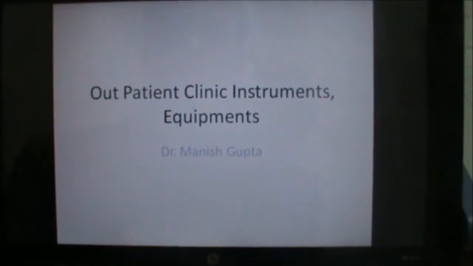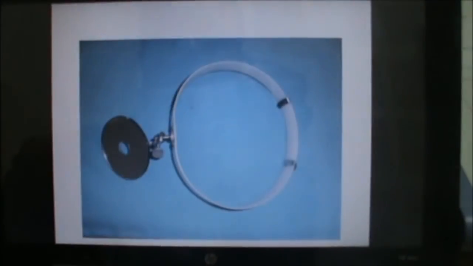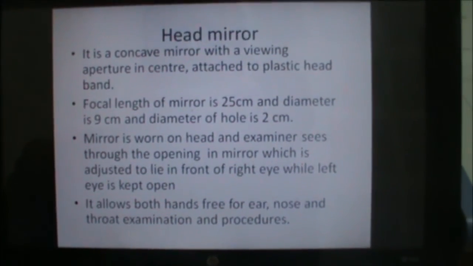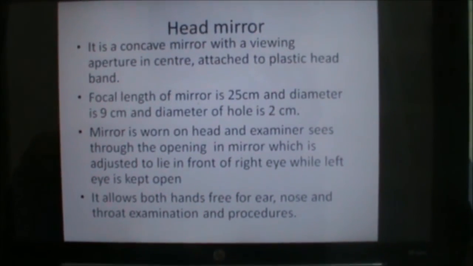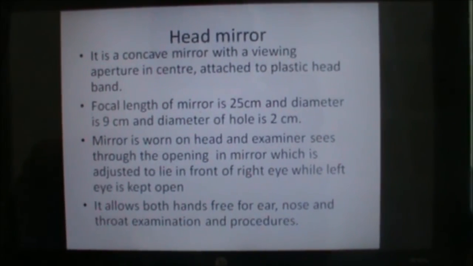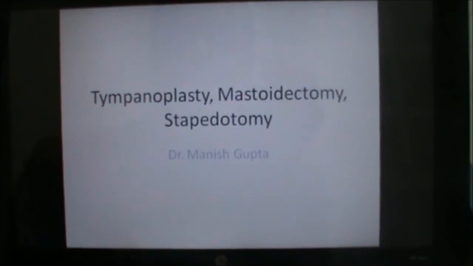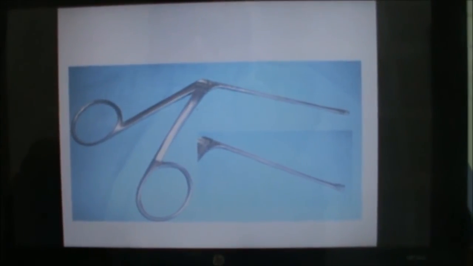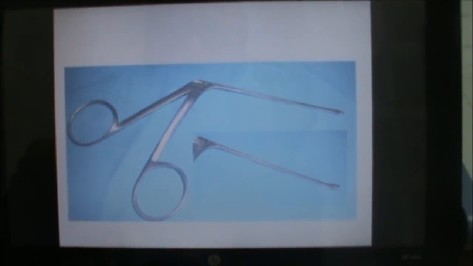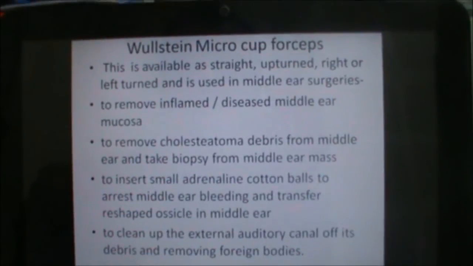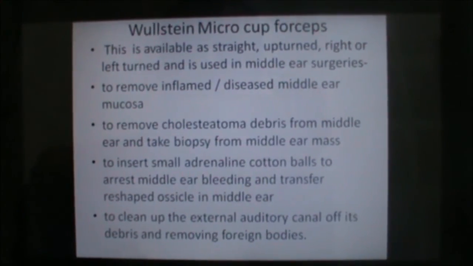Then there is a section for instruments, outpatient instruments, like this is a head mirror, and complete detail about it. What we again ask is its focal length, the type of mirror, how it is to be worn, and light focus. Then the section on ear surgical instruments, like here we are showing a picture of cupped forceps, both zoomed out at the end, zoomed in at the end, and the name and uses.